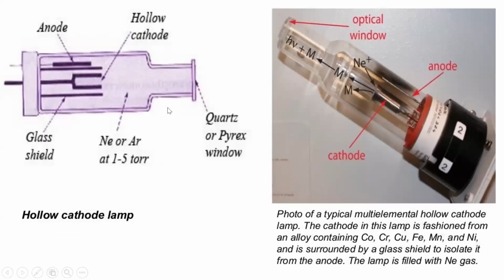Diagram of hollow cathode lamp. It shows a cylinder in which neon or argon gas is filled at 1 to 5 torr and it contains anode and a cathode. Cathode is coated with the metal of interest and this is anode.